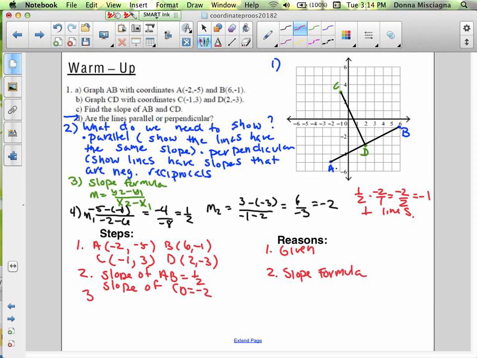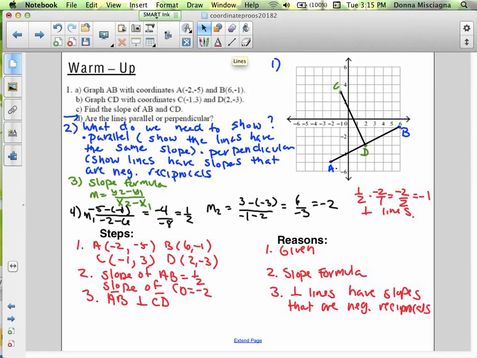Well, what does that mean? If one line's got a slope of 1/2 and the other line has a slope of negative 2, we can say that line AB is perpendicular to line CD. How do we know? Actually, I should probably put the reasons. How do we know that those two lines are perpendicular? Because perpendicular lines have slopes that are negative reciprocals. Right? And that's the end of our proof.